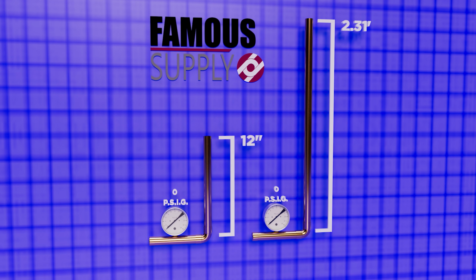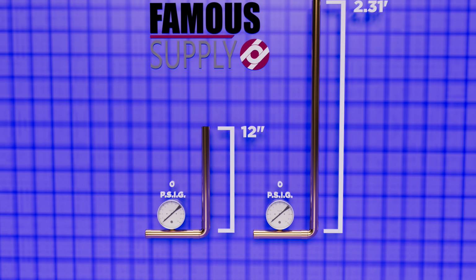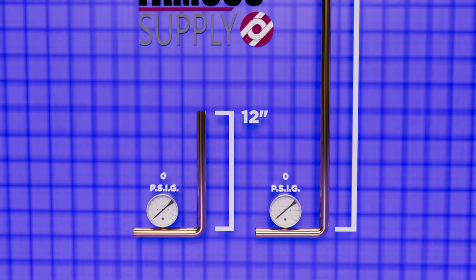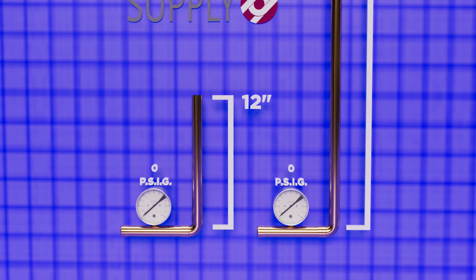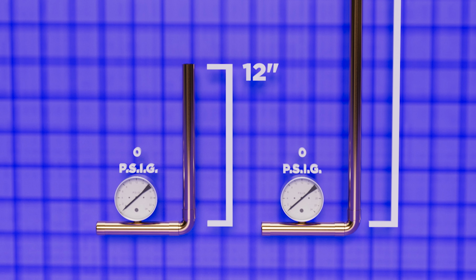Take a look at these two pipes. One pipe is 12 inches tall. The other is 28 inches tall. If we fill these pipes with water and place a gauge at the bottom of each, we can read the pressure the weight of water generates on these two different columns of water.